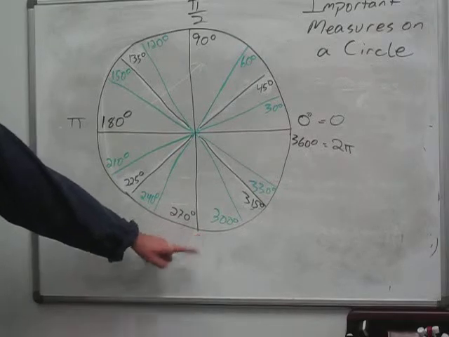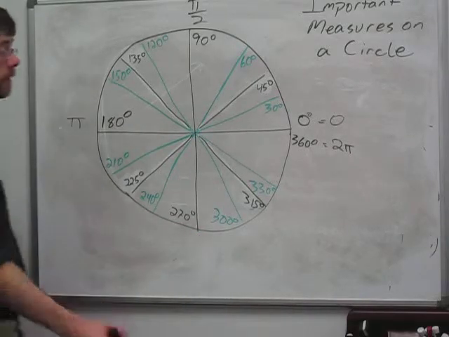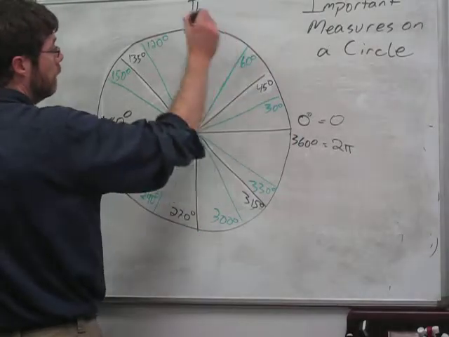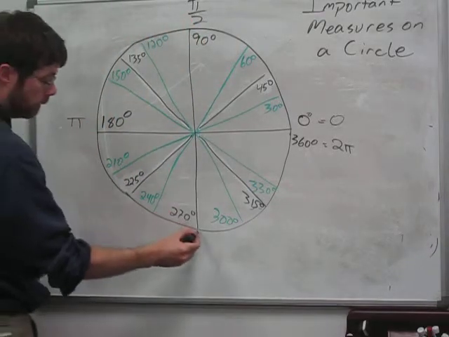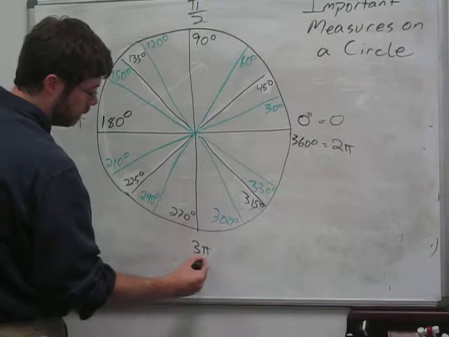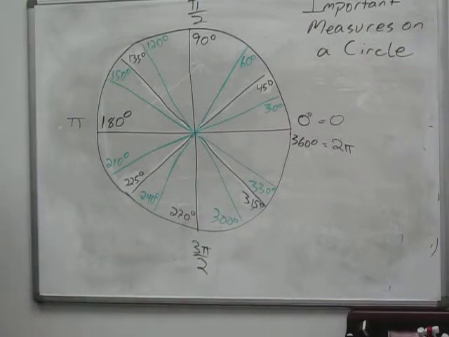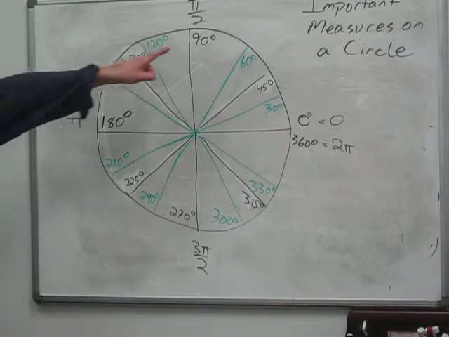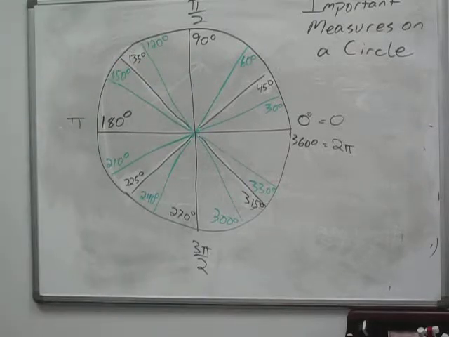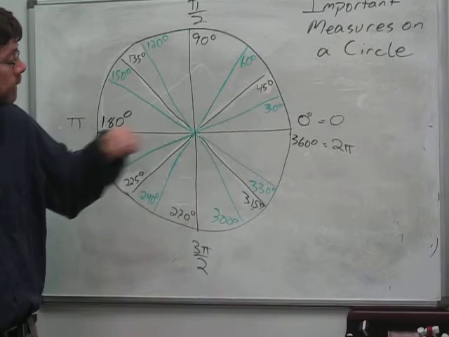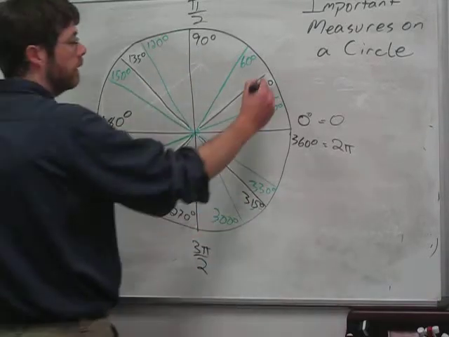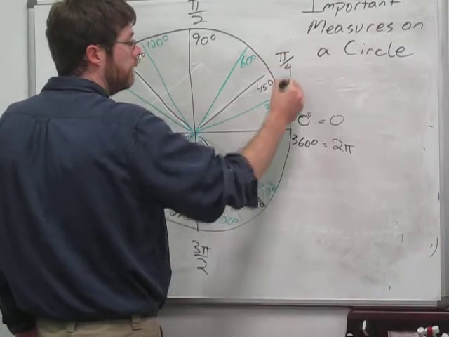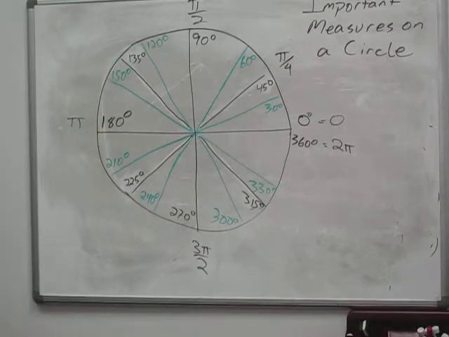And I'd like to know what 270 degrees is. So let's count in terms of pi over 2. Pi over 2, 2 pi over 2, 3 pi over 2. Okay. So now we've done the pi over 2's, or the multiples of 90 degrees. Let's think about 45 degrees. 45 degrees is half of 90, so 45 degrees is pi over 4.